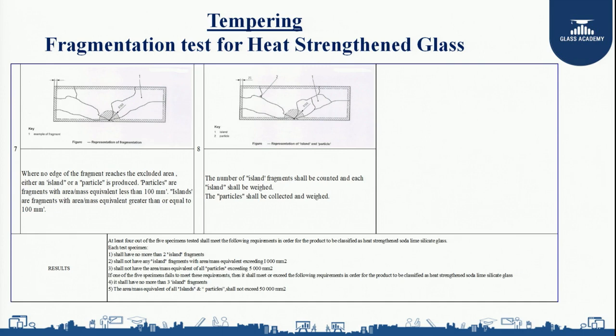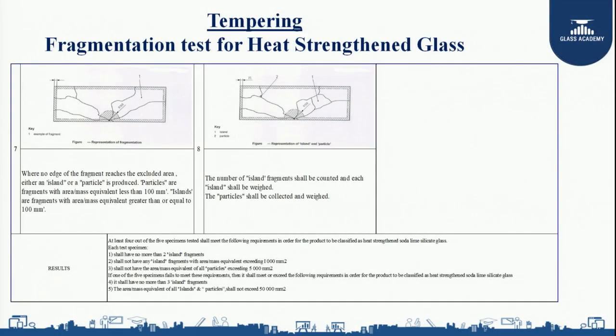If one of the 5 specimens fails to meet these requirements, then it shall meet or exceed the following requirement. In order for the product to be classified as heat strengthened soda lime silicate glass, it shall not have more than 3 island fragments, and the area by mass equivalent of islands and particles shall not exceed 50,000 square millimeter. So this is how you conclude after the breakage pattern.